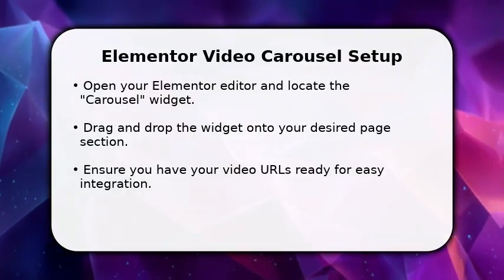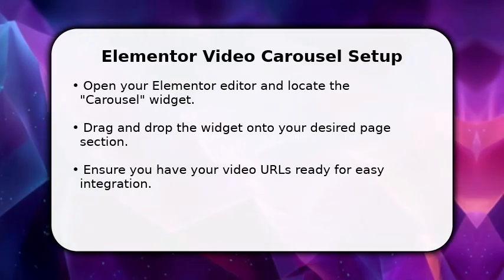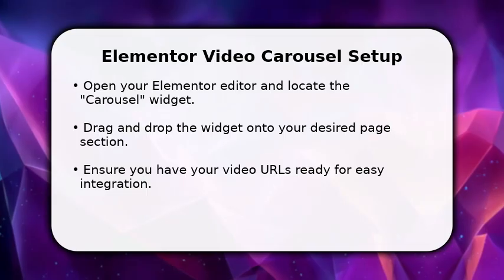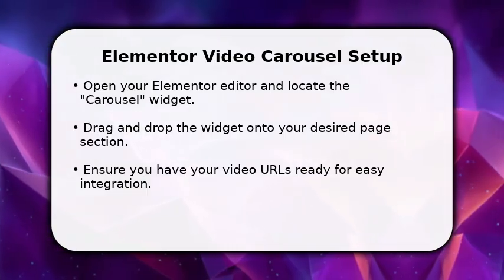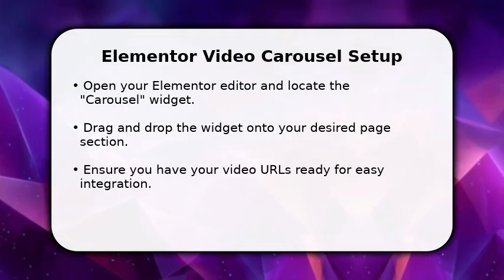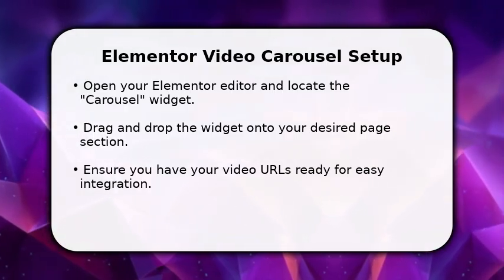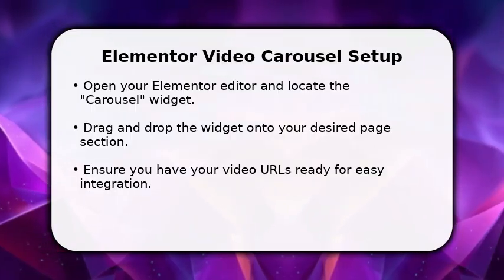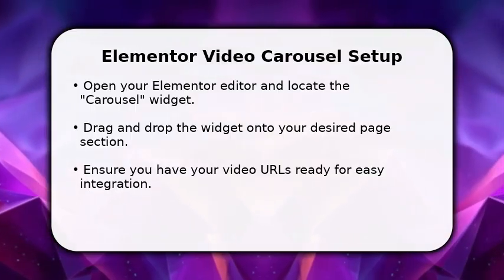First, open your Elementor editor and navigate to the page where you want to add the carousel. Look for the carousel widget in the Elementor sidebar, usually under the Pro elements. Drag and drop this widget into your chosen section. This initial step sets the foundation for showcasing multiple videos beautifully on your website, enhancing user engagement significantly.